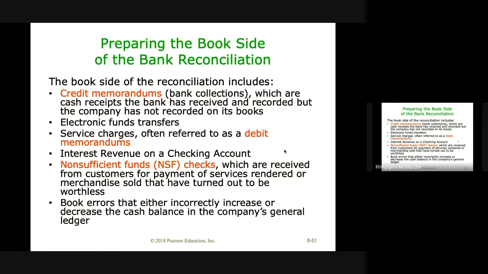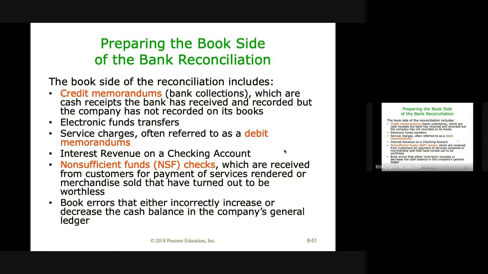Why is it a credit to the bank? Credit because it's a liability to the bank. Why? Because the money does not belong to the bank, the money belongs to the company. Right? When it's a debit memorandum, it means that it's a charge which is charged by the bank. So you're going to debit your expenditure or your cash, right?